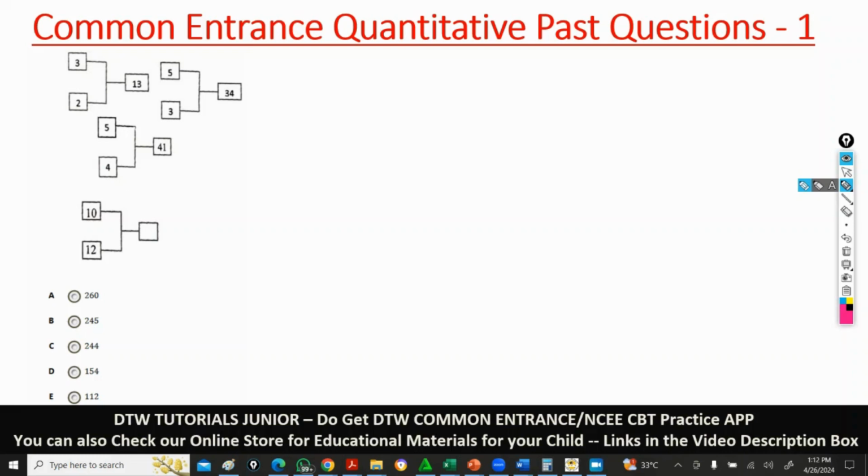So I have a common entrance quantitative question for you. Now look at this. Let us study this together. It says here, this is 3, this is 2, and it gives 13.